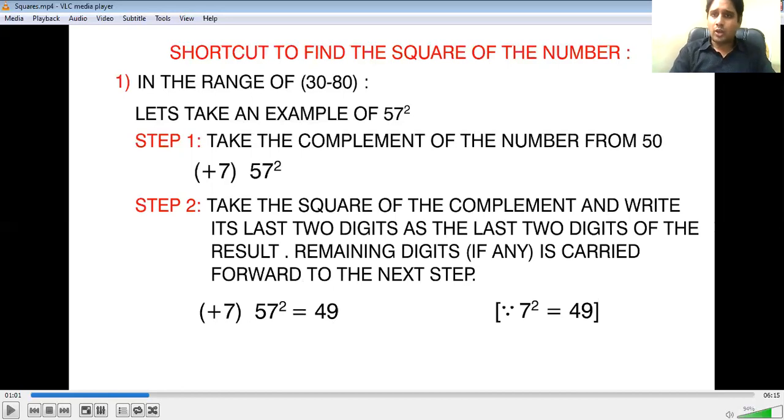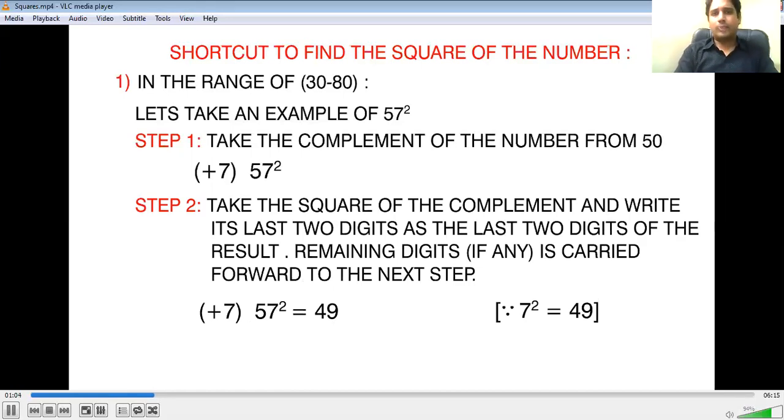Now, in case the square of the complement is a single digit number, let's say the complement is 2. So 2 square is 4, but we have to take the last 2 digits of the square. So instead of taking 4, we'll write it as 04. And if the square of the complement is a 3-digit number, let's say for example the complement is 13. So 13 square is 169. I will be taking 69 and 1 will be carried forward to the next step.